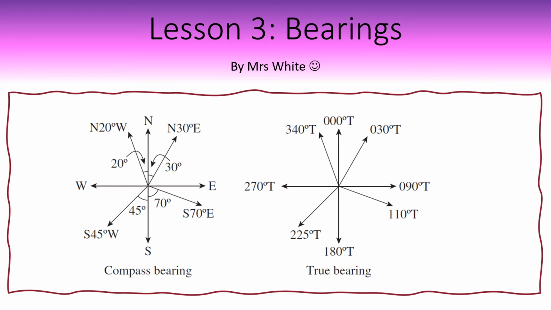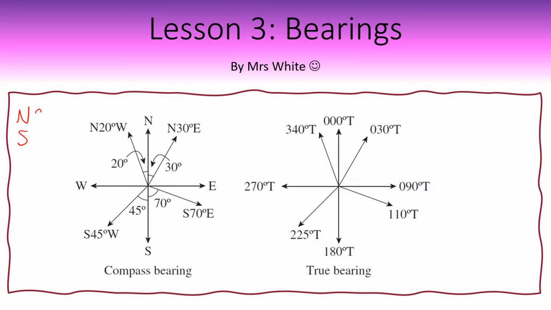This lesson we're looking at bearings. So remember, we've got two different types: our compass bearings and our true bearings. Compass bearings always start with either north or south, so it'll be north or south first. Then they have the degrees away from north or the degrees away from south.